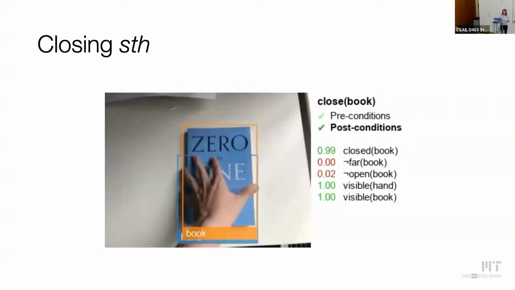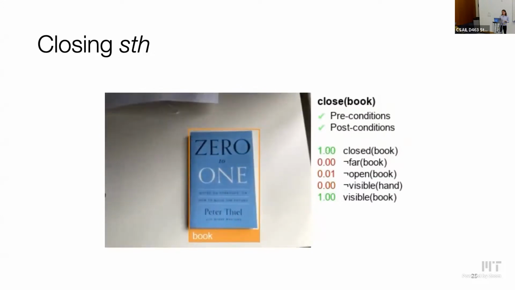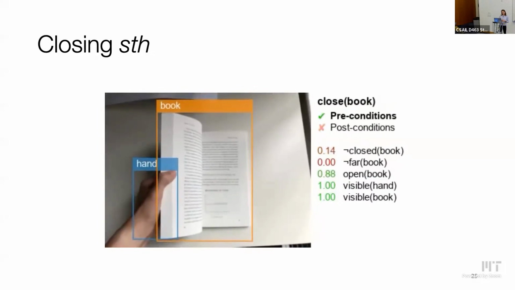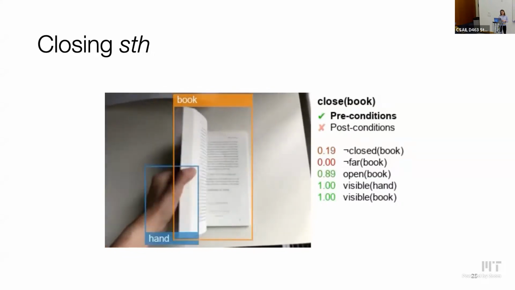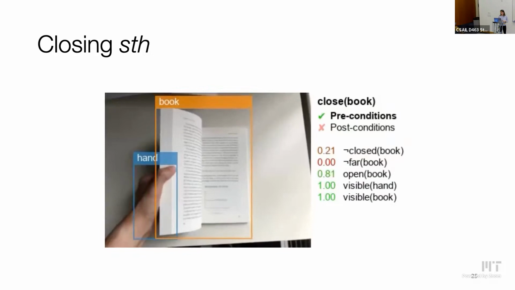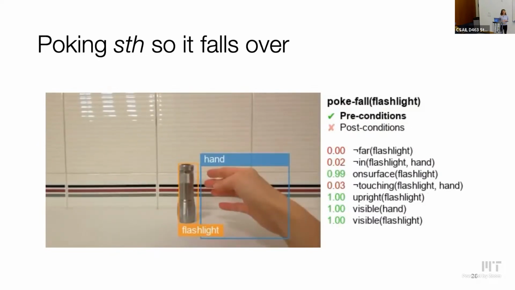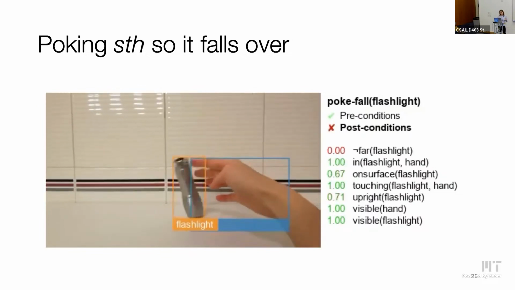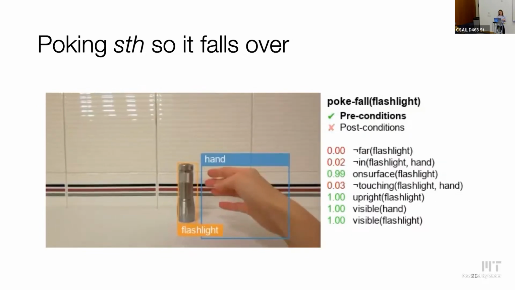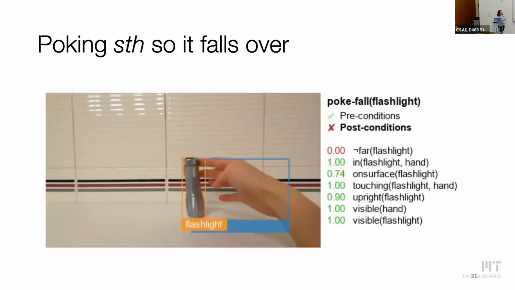So here I just want to show you some examples on this 20 billion something something data set. So in this example of closing the book, you can see that the network correctly identifies the book as open during the beginning and closed at the end. And here you have a little bit more complex example, poking the flashlight so that it falls over. And you can see that the network recognizes the transition from upright to not upright. It also identifies when the flashlight and the hands are actually touching, which is interesting.